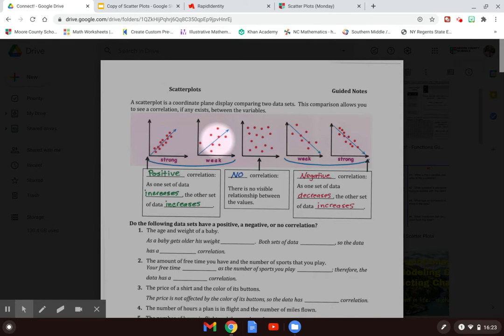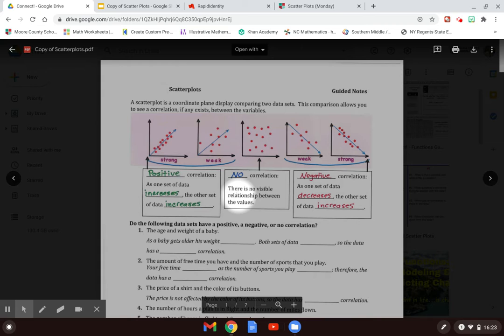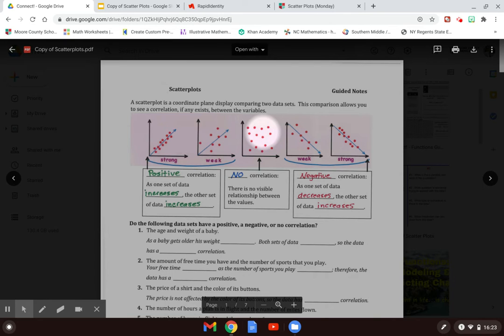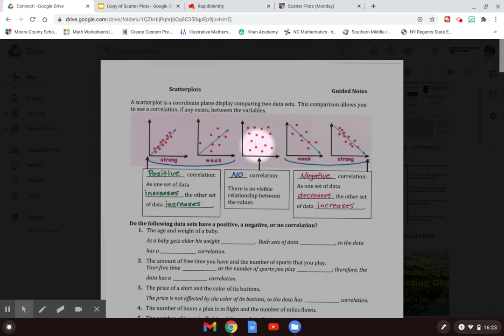Okay? If you look at the third graph here, this one is called no correlation because there is no visible relationship between the variables. They're just sort of scattered everywhere with no particular pattern that's increasing or decreasing. I like to think of this one as the shotgun blast. When you see a graph where your points are just everywhere, neither increasing nor decreasing, this is what we call a no correlation relationship.